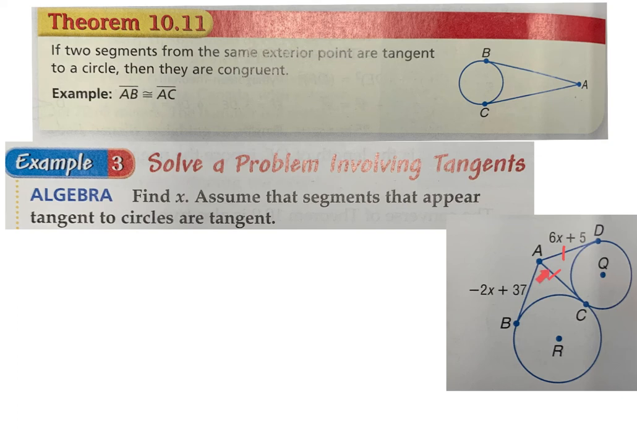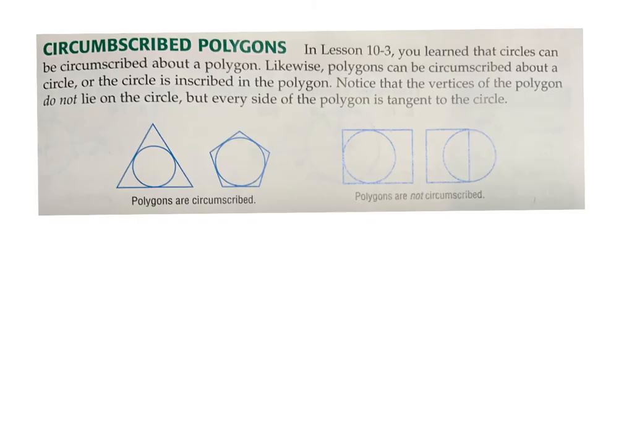What about AC and AB? They are also congruent. So by transitive property, what do I know about AD and AB? They are also congruent. So I can say negative 2x plus 37 equals 6x plus 5. All right. Add over, you get 8x equals 32, x equals 4.